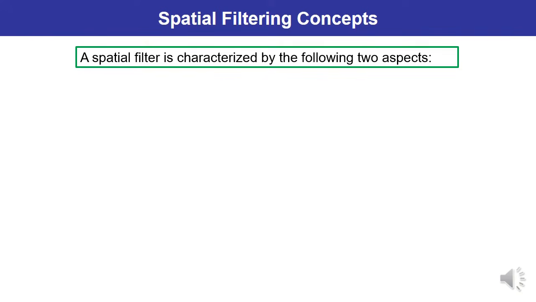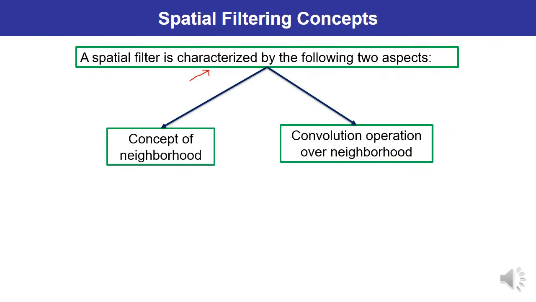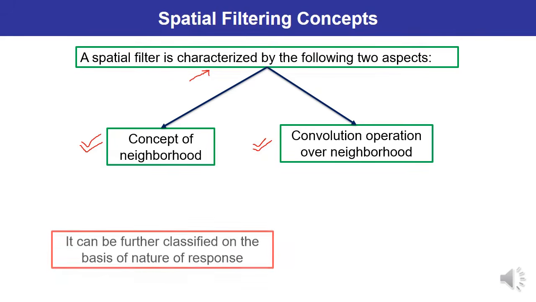How is a spatial filter characterized? There are two ways via which any spatial filter is characterized. What are those ways? On the basis of the concept of neighborhood, or convolution operation over the neighborhood. So these are the two aspects upon which a spatial filter can be characterized.